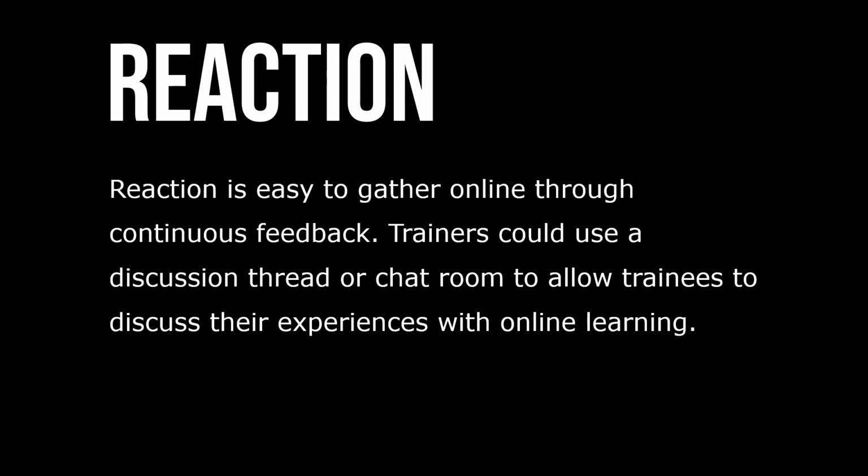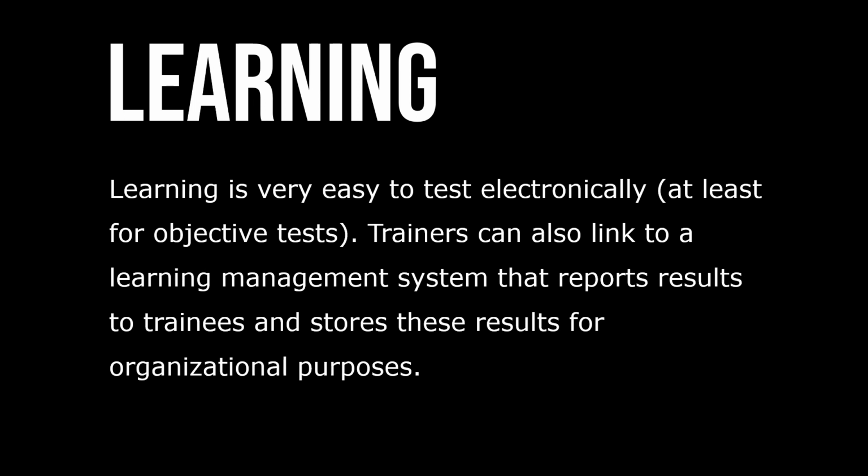Reaction is easy to gather online through continuous feedback. Trainers could use a discussion thread or a chat room that allows trainees to discuss their experiences with online learning. Learning is very easy to test electronically, at least for objective tests. Trainers can also link to a learning management system that reports results to trainees and stores these results for organizational purposes.